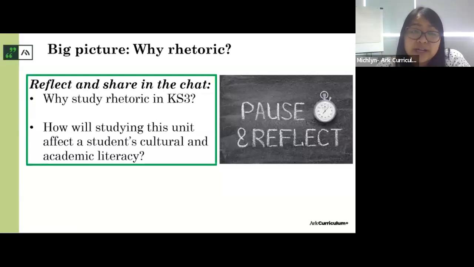So first of all, why do we think it's so crucial to study rhetoric at Key Stage 3? And then secondly, how do we think it's going to affect a student's cultural and academic literacy? Why is it important that we include this at Key Stage 3 and how does it affect those things? So I'll give everyone a couple of minutes just to reflect individually. And then we can put that in the chat feed.